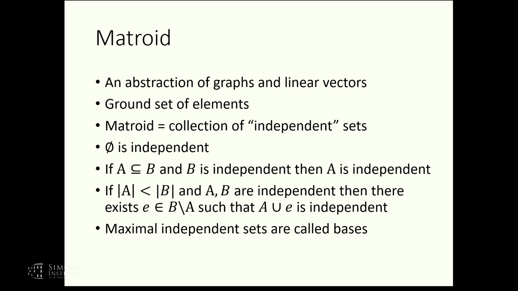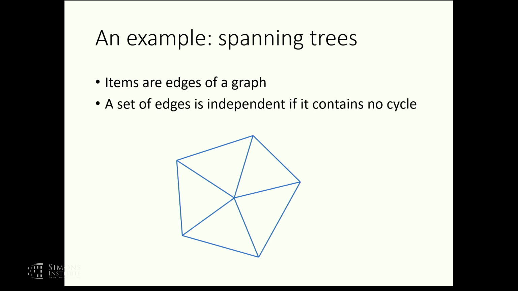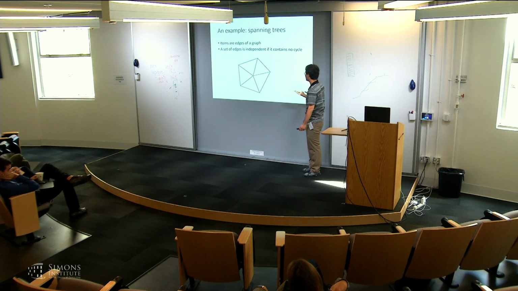And by this property, the consequence is that all the maximal independent sets have the same size. So an example from the context of graphs are the spanning trees, right? The items that we look at in the ground set are just edges of the graph. So these are the elements. And a collection of edges is independent if it has no cycle.